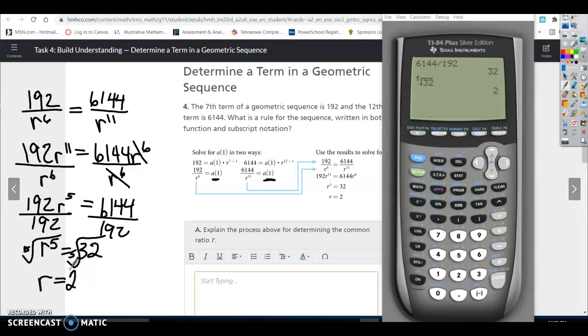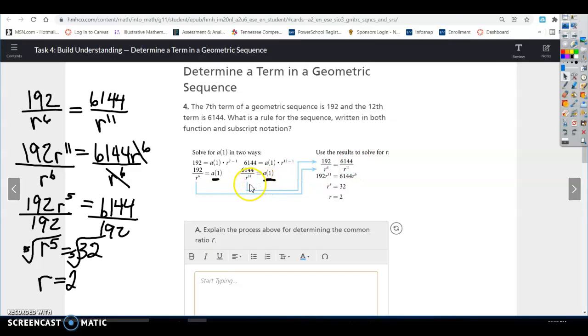All right, now, does that make sense? Well, 2 times 2 times 2 times 2 times 2 is 32. So yes, that makes sense. So 2 times 2 is 4, times 2 is 8, times 2 is 16, times 2 is 32. So 2 to the 5th power is 32. Therefore, the 5th root of 32 is 2 as well. So that's just good number sense. It's always good to understand where those numbers come from. All right, so now we have a common ratio of 2, and now we need to find the first term.